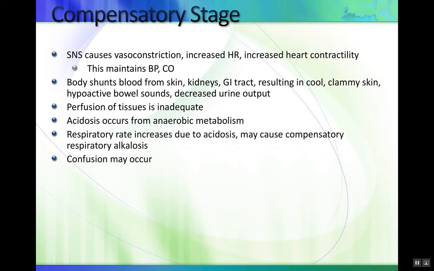Perfusion of the tissues is usually adequate at this point, so you're not going to see any decrease in capillary refill. You're going to feel pulses. So you're going to have good perfusion to the tissues. The patient's color is still going to be okay at this point. Acidosis occurs from the anaerobic metabolism as things are starting to progress in this stage. Your respiratory rate is going to increase due to the acidosis, which is often going to lead to what we said is that respiratory alkalosis. So the acidosis is starting to happen, but our body's compensating, and sometimes a little too much, to put us in a respiratory alkalosis. Remember, that's on page 288.